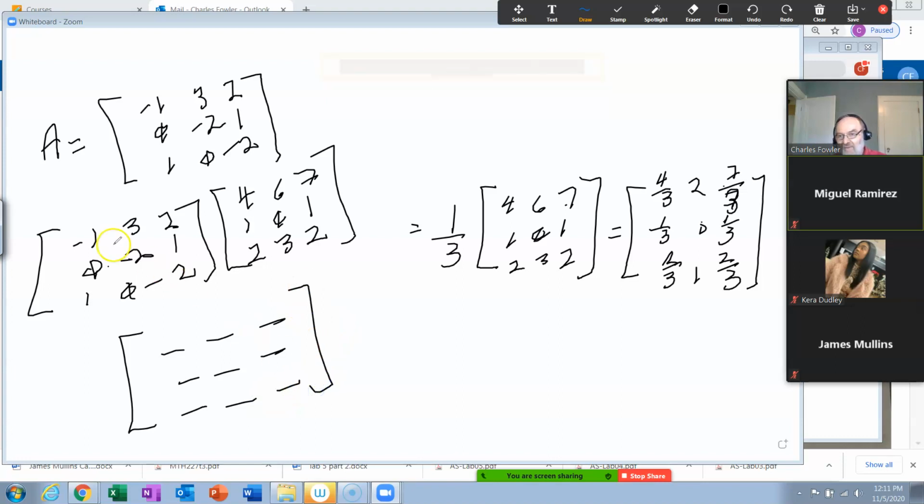All right, let's do first row, first column. -4 plus 3 would be a -1, plus 4 would be a 3. I hope, yeah. Okay, first row, second column, that'd be -6 plus 0 plus 6. That's going to be a 0. Good so far.